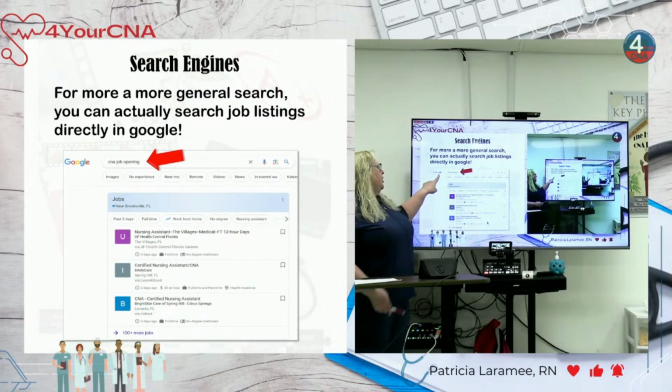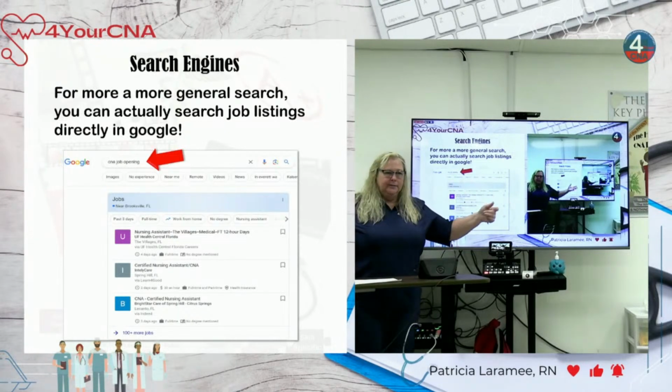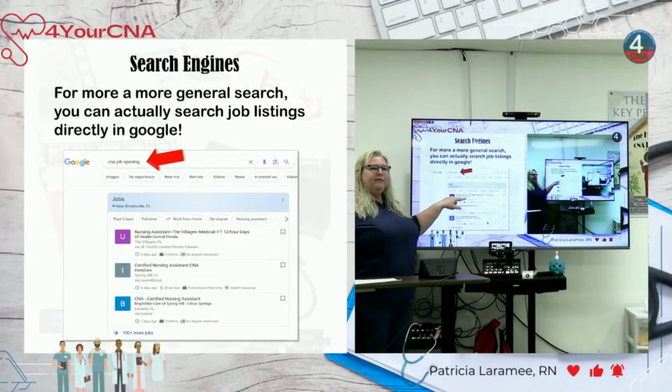If you go into Google and you type in CNA job opening Spring Hill, every website out there with a CNA job opening in Spring Hill will be displayed here with Uncle Google. So they crawl the websites. And so think of it like one of those jobs boards that they don't have to pay for. So this is another really good resource for you.